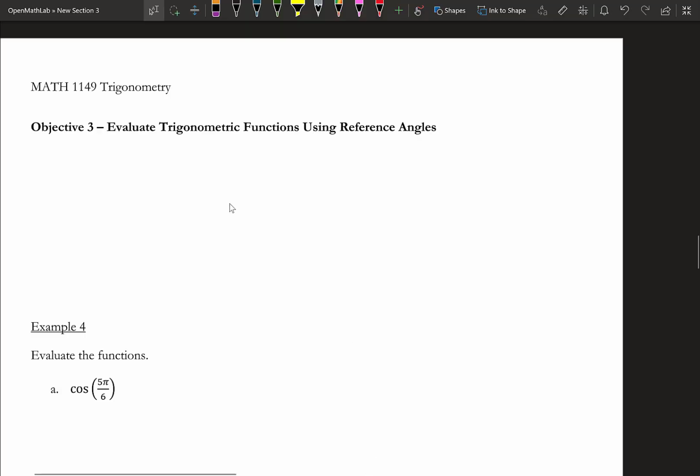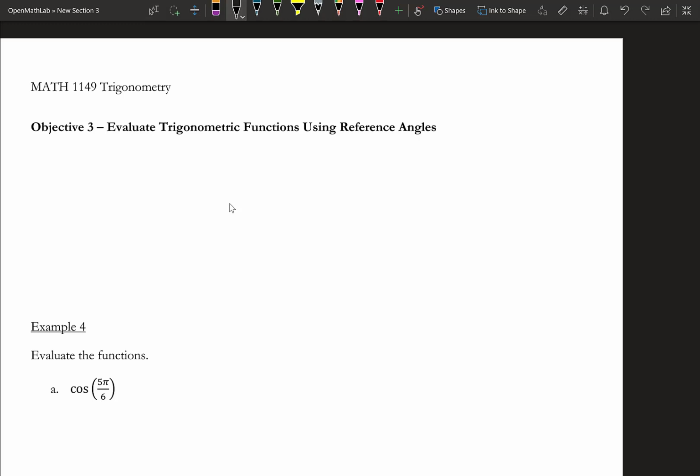All right, so now we're working on objective 3, which is being able to evaluate trigonometric functions using reference angles, right? So here we're kind of putting together the sine idea, the reference angle idea like I promised, and thinking through how these trig functions will work, right?